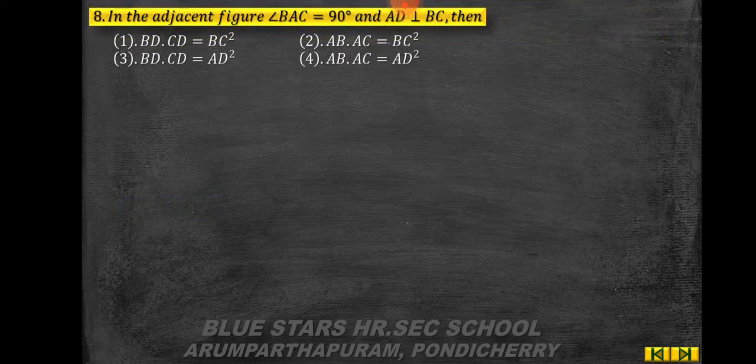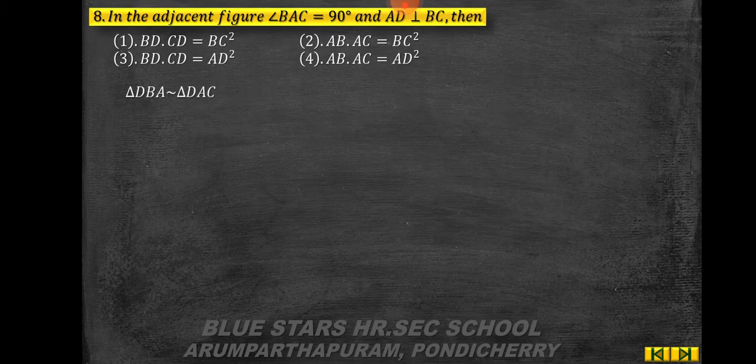Question number 8. In the adjacent figure, angle BAC is equal to 90 degrees and AD is perpendicular to BC, then option 1 BD into CD is equal to BC square, option 2 AB into AC is equal to BC square, option 3 BD into CD is equal to AD square and option 4 AB into AC is equal to AD square.